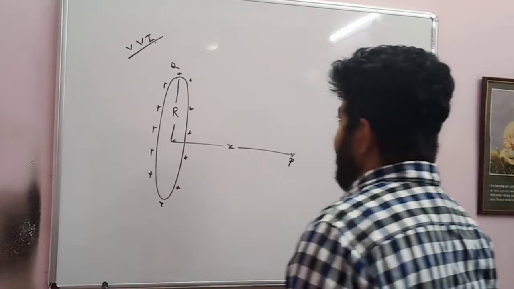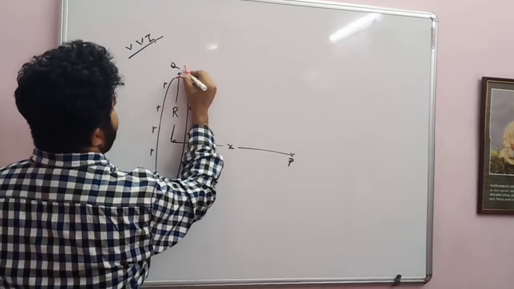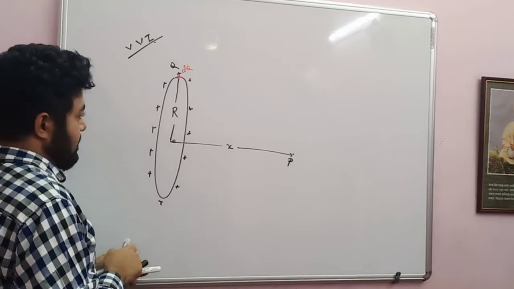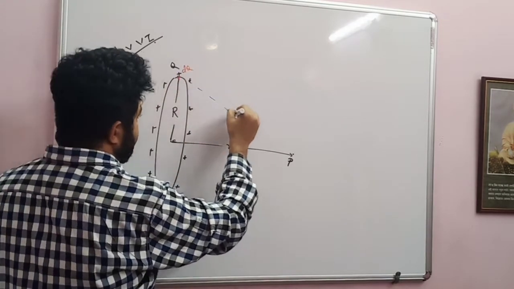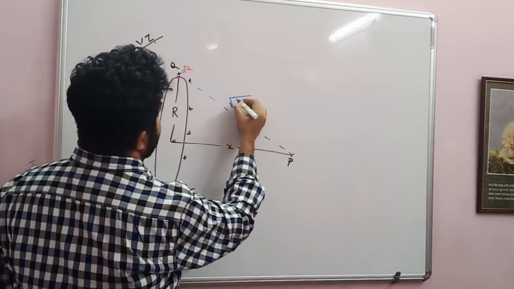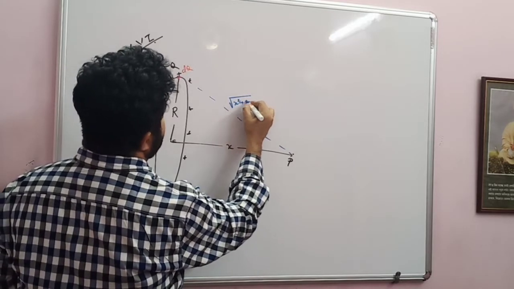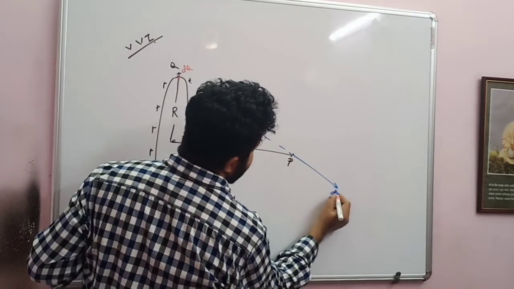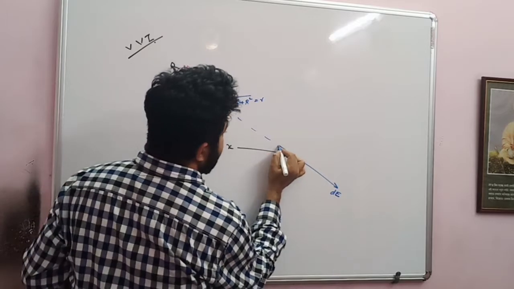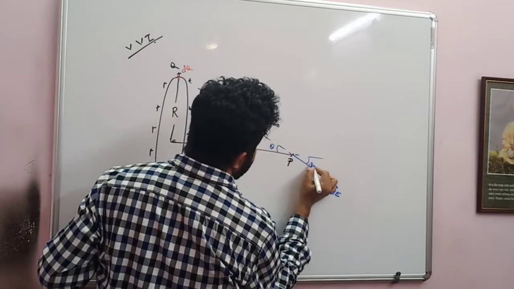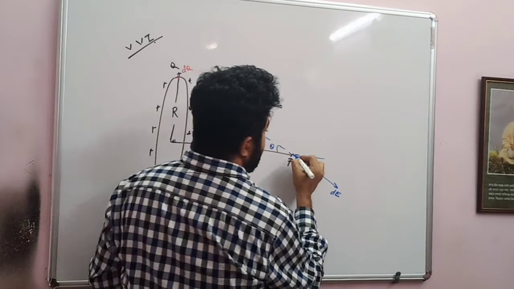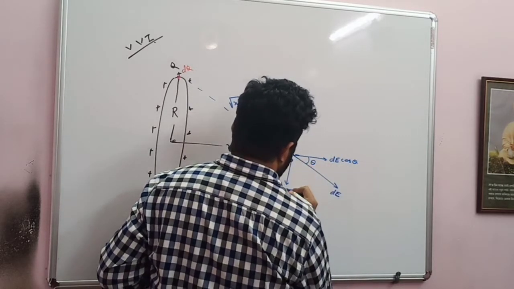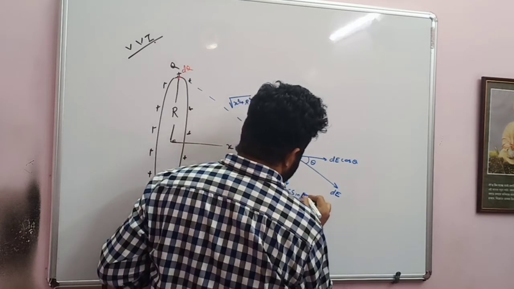So for that we choose a very small part, which is called the elementary part, and that distance is root under x square plus r square. We can write it r. Due to that, this electric field is in that direction. If we choose this angle as theta, then this angle is also theta. So along the base, dE cos theta, perpendicular to the base, dE sin theta.